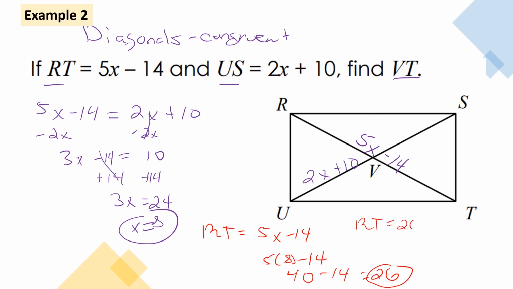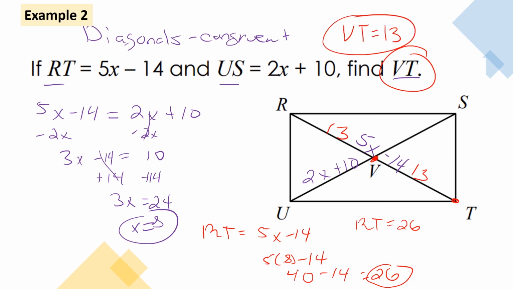But I'm looking for VT, and so that would be half, because diagonals also bisect each other, so they cut each other in half. So if the entire length of RT is 26, each side would be 13. So VT is equal to 13.